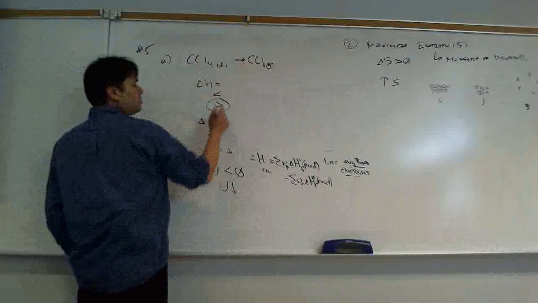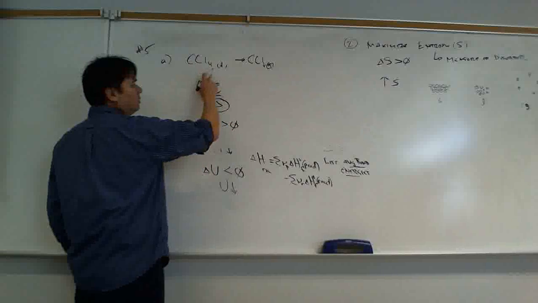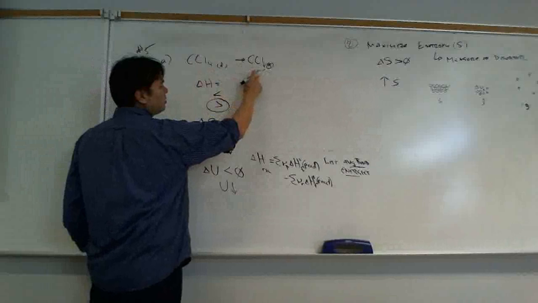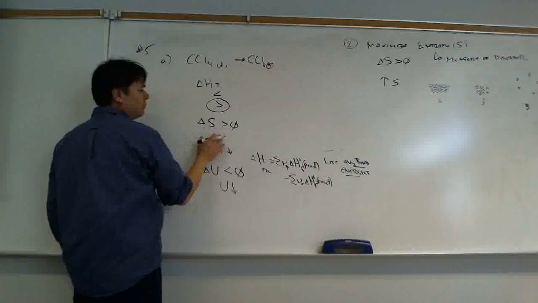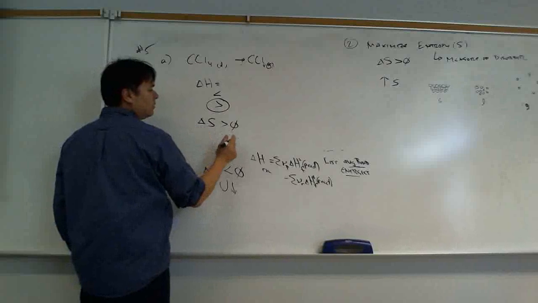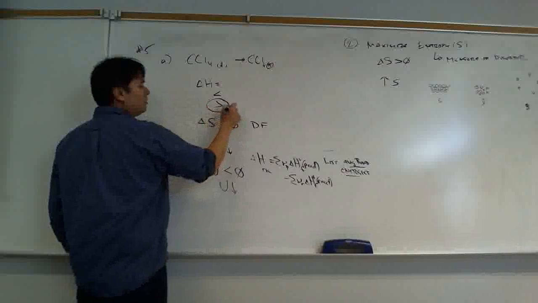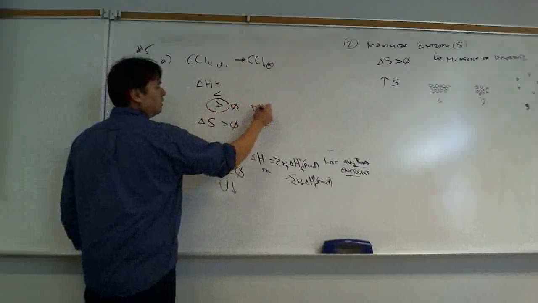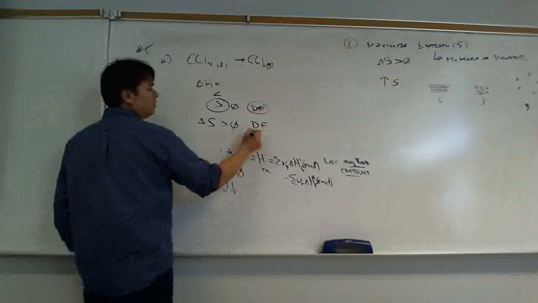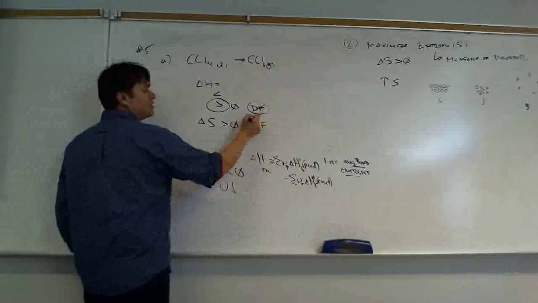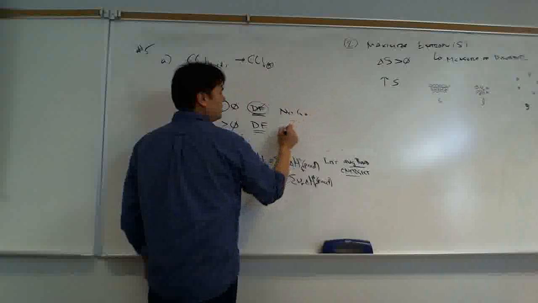Delta S should be greater than 0 because we're going from something that's more ordered, less disordered, to something that's less ordered, more disordered. So the disorder is going up, the entropy is going up. That looks good. Delta S is greater than 0. This is what we call a driving force. Delta H greater than 0, we don't call that a driving force. On the one hand, we say this should occur because it has a driving force. On the other hand, we say this should not occur because it doesn't. So this is no-go, this is go.